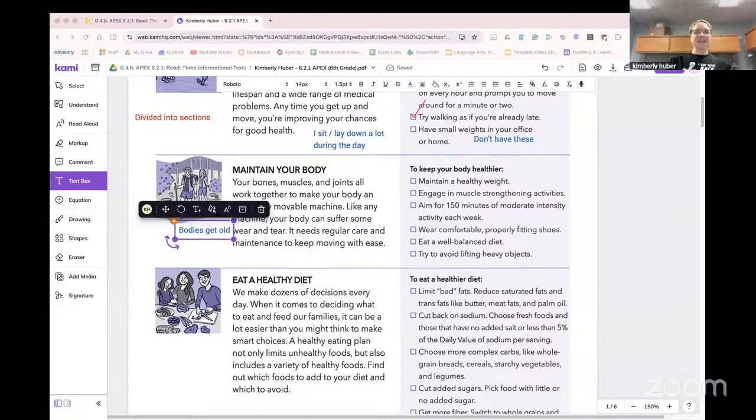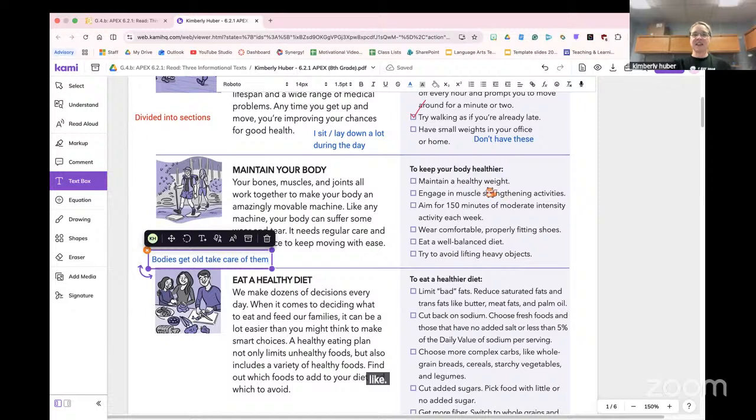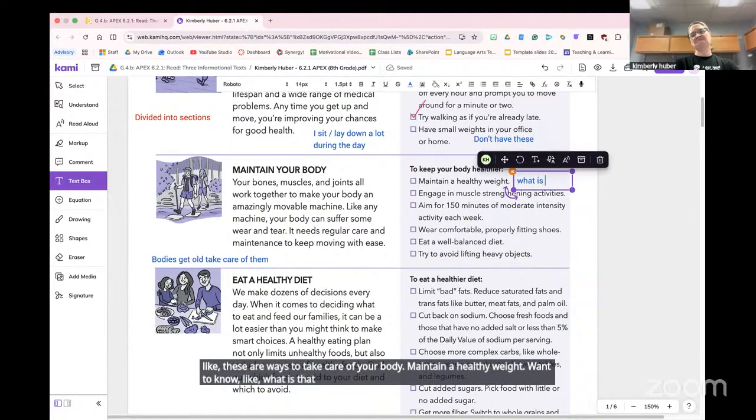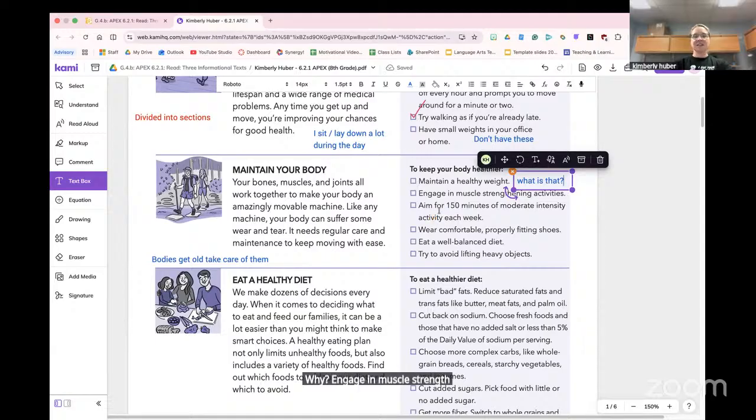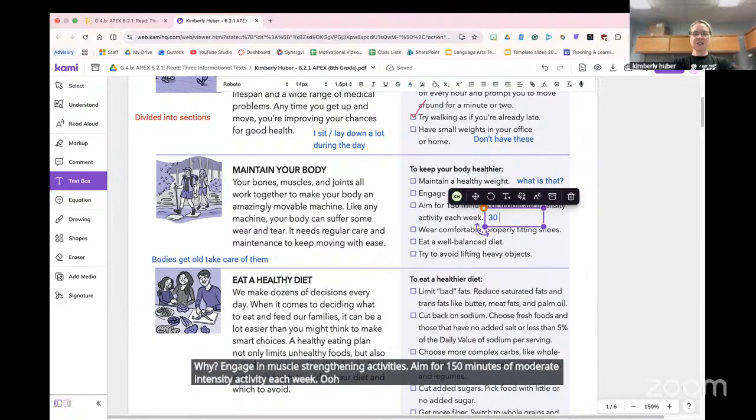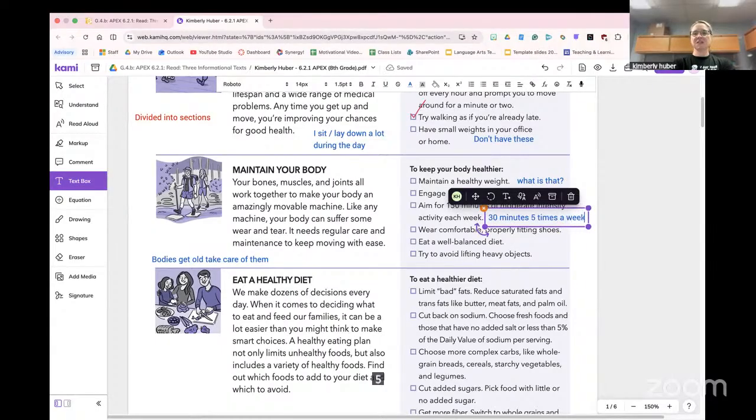So I could keep saying bodies get old, take care of them. And then these are ways to take care of your body. Maintain a healthy weight. I want to know what is that? I don't know. Why? Engage in muscle strengthening activities. Aim for 150 minutes of moderate intensity activity each week. Ooh, that's 30 minutes, 5 times a week.